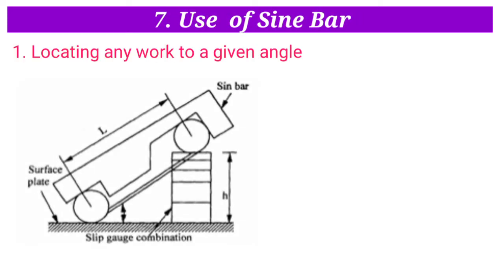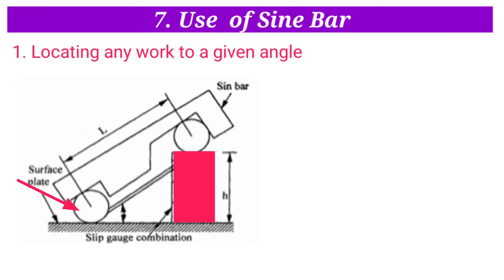The use of a sine bar. First, locating any work to a given angle. To set the given angle, the surface plate is assumed to be perfectly flat so that the surface can be treated as horizontal. One roller of the sine bar is placed on the surface plate and a combination of slip gauges is inserted under the second roller.